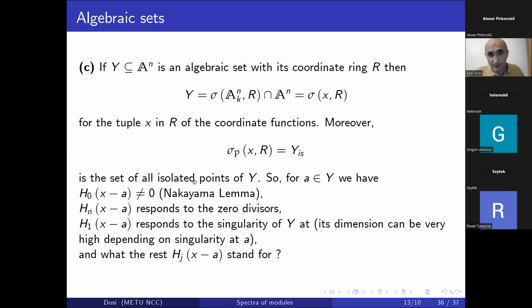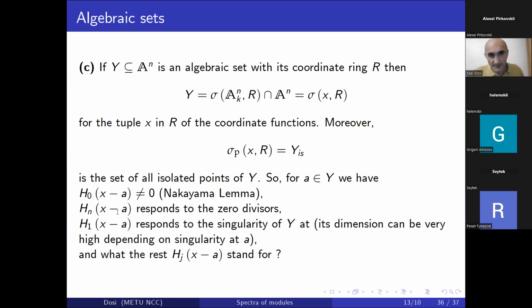Point spectrum responds to isolated points of M, of Y. So point spectrum detects just isolated points. Okay, so what's the meaning of that? An interesting aside: every algebraic set, or something you can assume like a variety, actually generates some local homology groups. At every A, for example, you can calculate the zeroth homology group, which is always non-zero due to the Nakayama lemma.